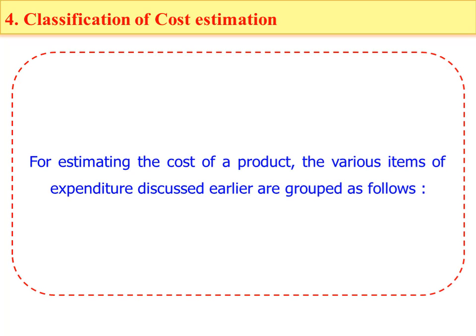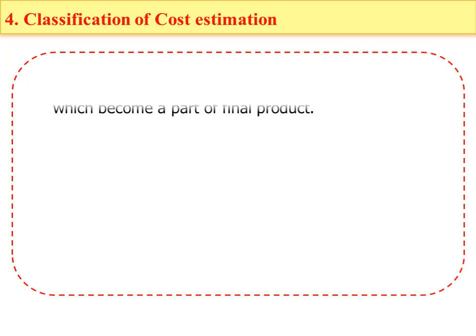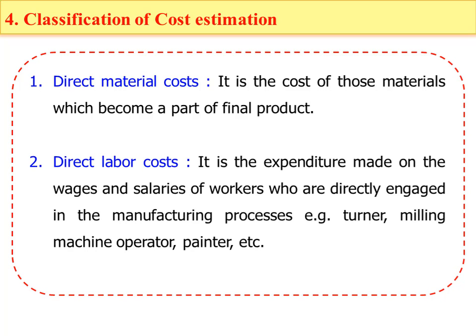And finally, we will classify the cost estimation. There are 4 kinds. First, direct materials cost. It is the cost of the material which becomes a part of the final product. Second, direct labor cost. It is the expenditure made on the wages and salaries of workers who are directly engaged in the manufacturing process. Example, turner, milling machine operator, painter.